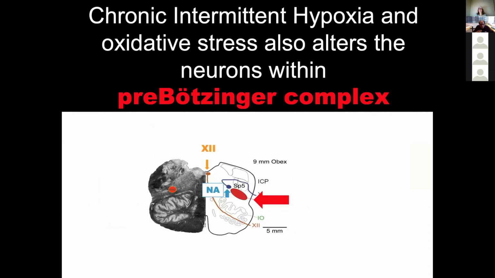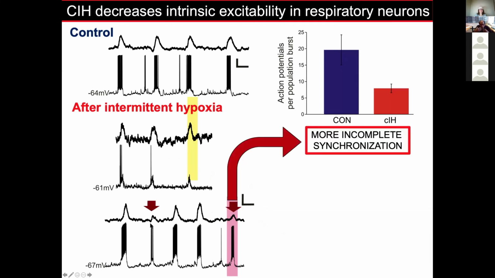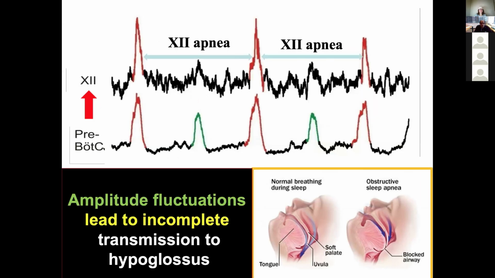But intermittent hypoxia also affects the network that controls your breathing itself. When you look at these neurons, you start to see that after intermittent hypoxia, they desynchronize and don't fully activate an inspiration, which is a big problem because the Pre-Bötzinger complex also controls your tongue. If this transmission is disturbed, you get an apnea at the hypoglossal level. This is shown here. After intermittent hypoxia, you get these apneas, which then lead to an obstruction of your airways and obstructive sleep apnea.